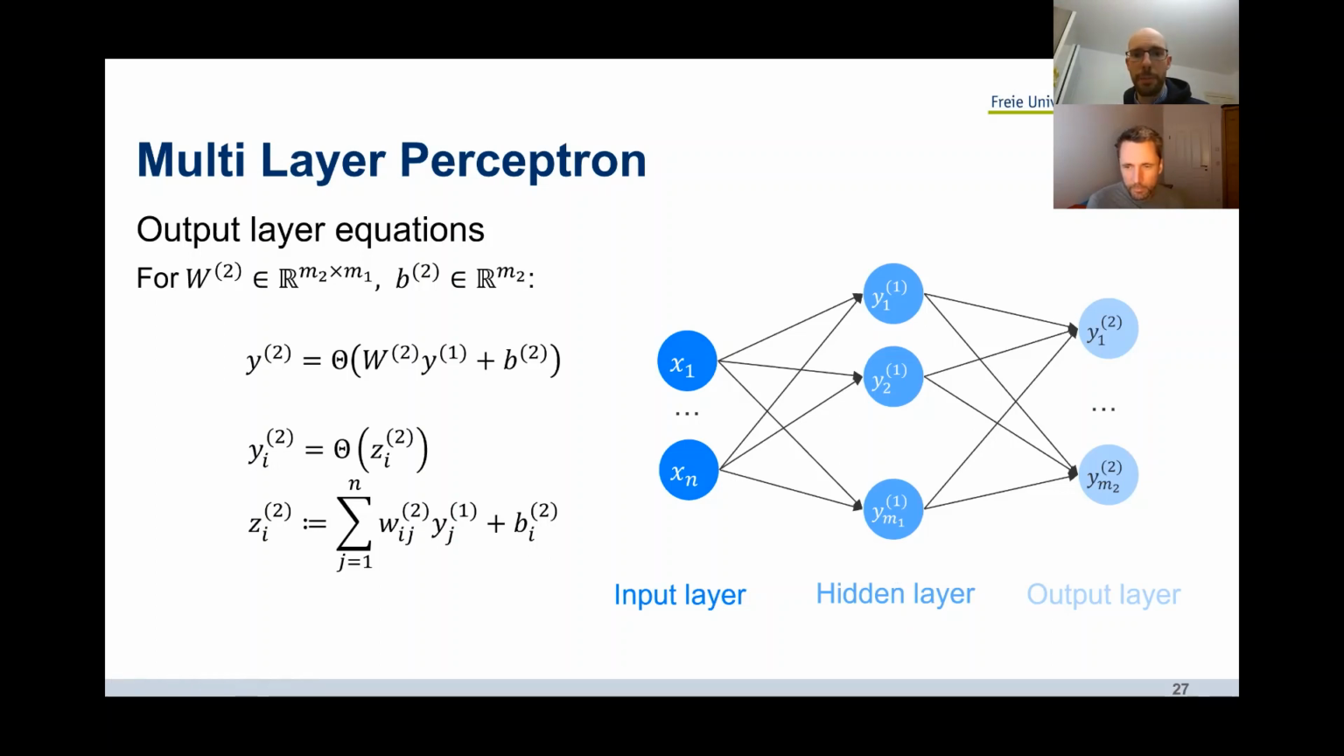So over here in the outputs Y2 from the output layer, everything looks basically the same as over here, only that we are at the second layer and not at the first layer.